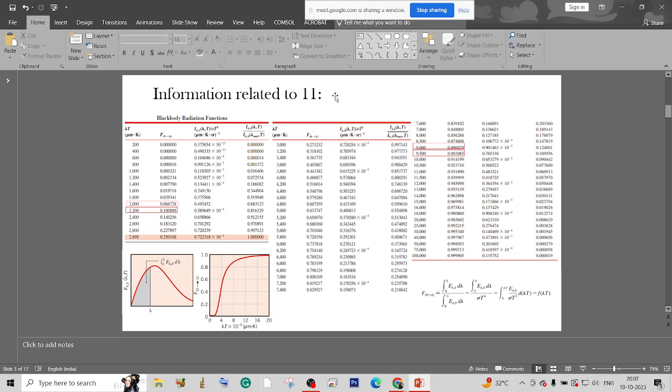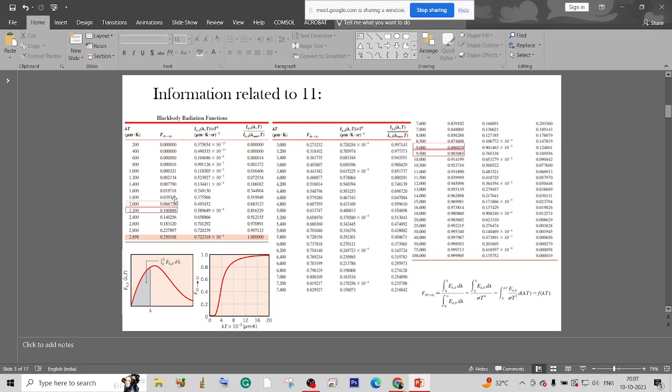Now from the table, first of all we take 2312. If we interpolate in between 2200 and 2400, we'll get that the fraction for 0 to lambda 1 is equal to 0.1229, as I've already shown in the previous question, so I'm not going into the details. You can do the interpolation by yourself. And for 0 to lambda 2, this will be 0.488.